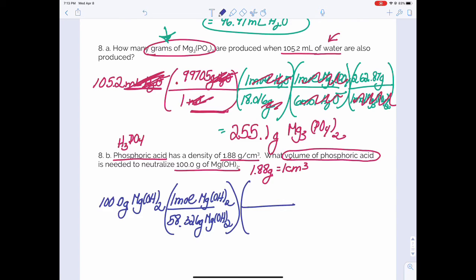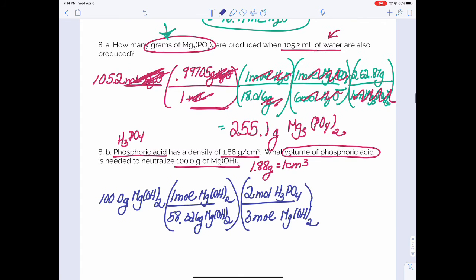Right? The next step is always converting from moles of one compound to moles of the other compound. That's when I use the coefficients from the balanced chemical equation. 3 moles of magnesium hydroxide, that's the coefficient in the balanced chemical equation, will require 2 moles of phosphoric acid, H3PO4. And now, since I want to go to volume of phosphoric acid, I need to go to grams first.